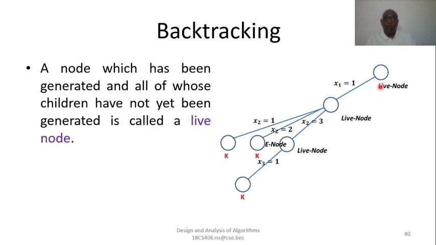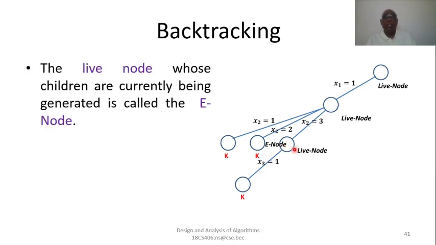And we also see from the backtracking procedure that one of the live nodes will be the E node. That live node which is being currently expanded is called the E node. That's what we precisely see in this definition. The live node whose children are currently being expanded or generated is called the E node. And I repeat, live nodes are those nodes whose children are yet to be generated. The E node is one of the live nodes whose children are currently being generated, or which is being currently expanded.